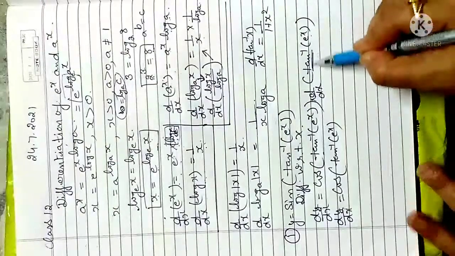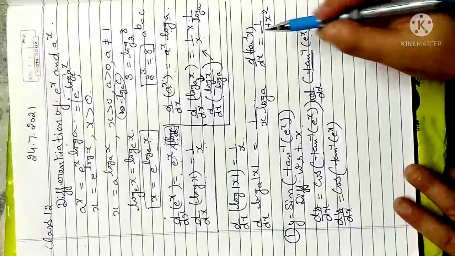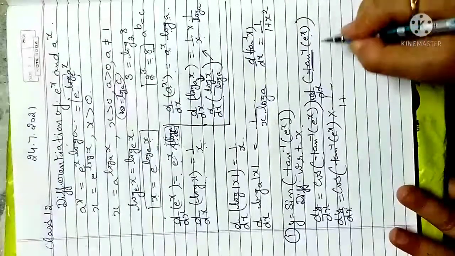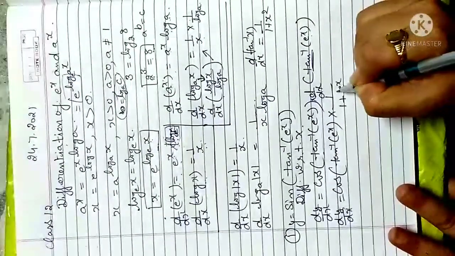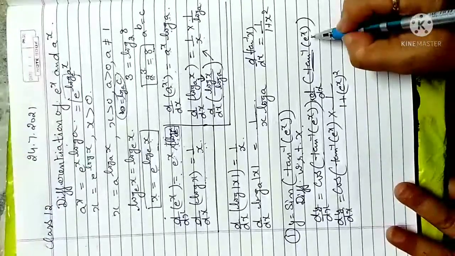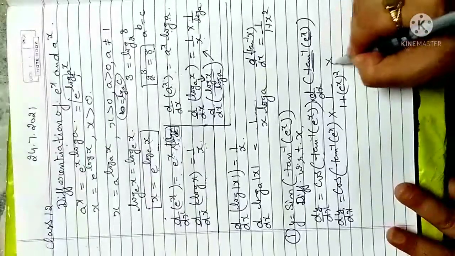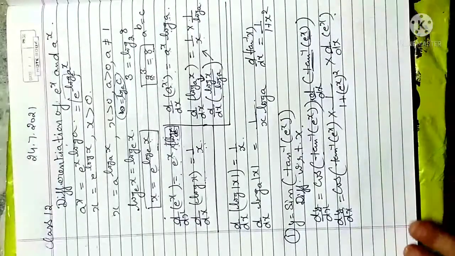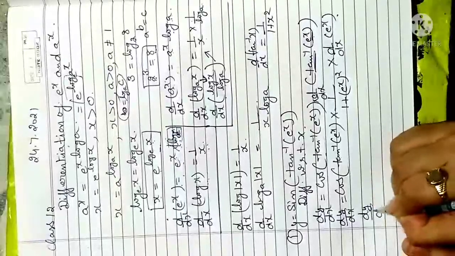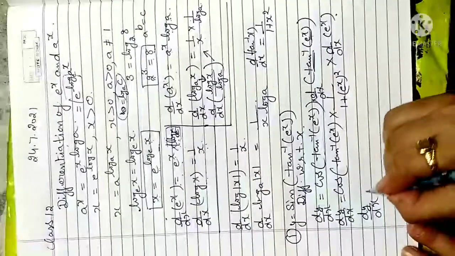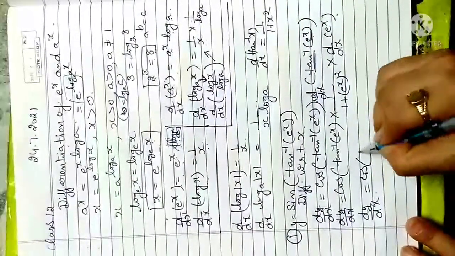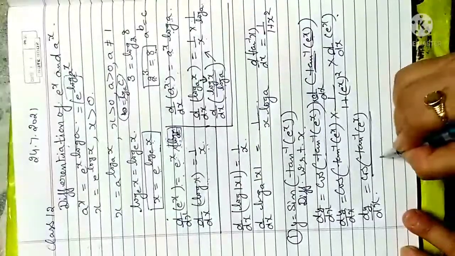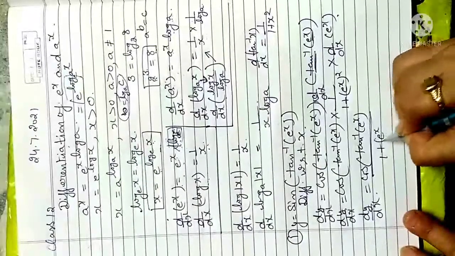But here, in place of x there is e raised to power x. So first we differentiate only the outer part. The outer part, according to my rule, is 1 upon 1 plus, in place of x we write e raised to power x whole square. Whatever inside is left, we further differentiate and multiply. Now dy by dx is equal to cos tan inverse e raised to power x upon 1 plus e raised to power x whole square.